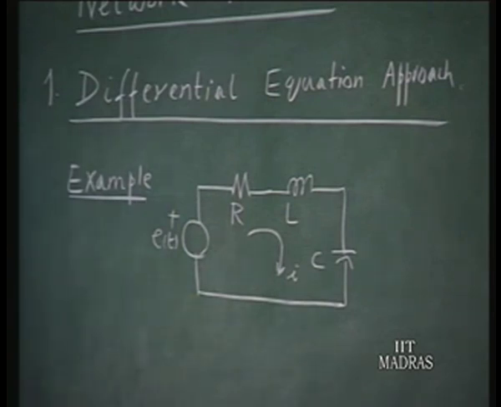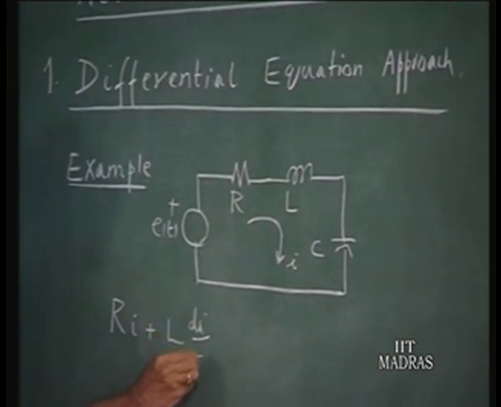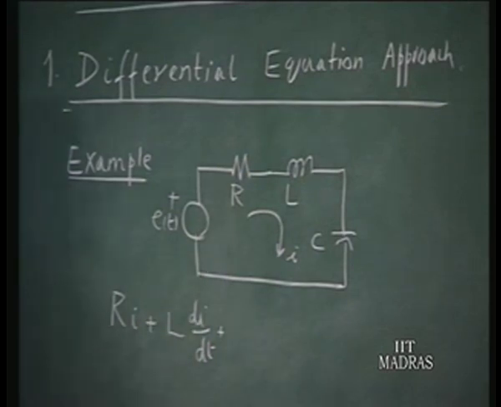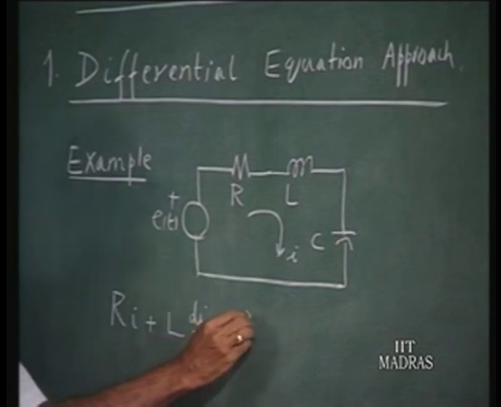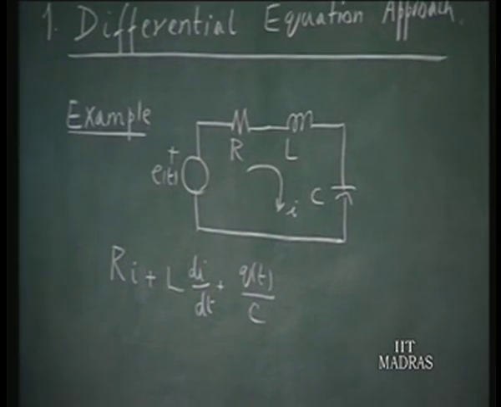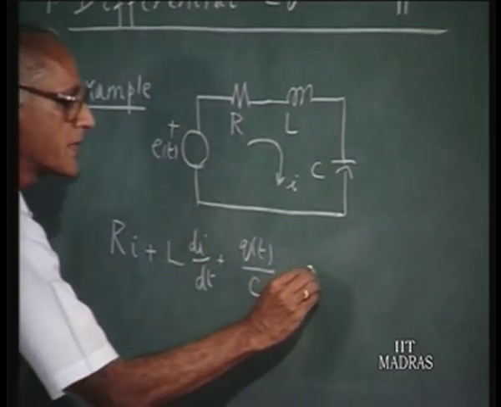So the differential equation pertaining to the solution for the current given this forcing function E of t is given as the voltage drop across resistance, Ri, plus L di dt, that is the voltage drop across the inductor, plus the voltage across the capacitor, that is Vc, that can be written as Q of t over C, that is the charge on the capacitor at time t divided by C, that is equal to E of t.